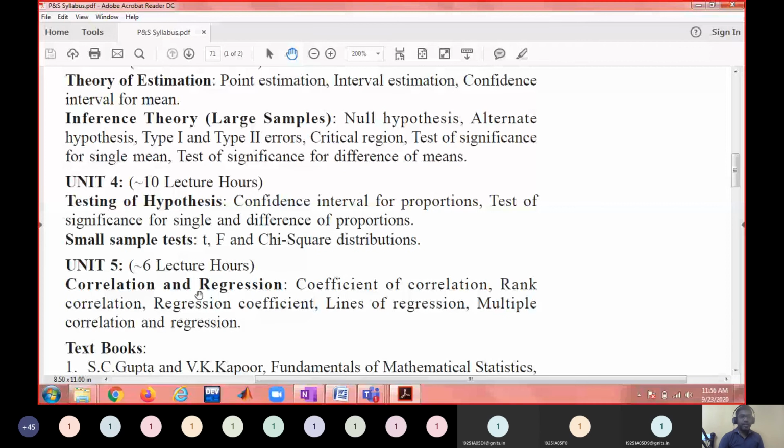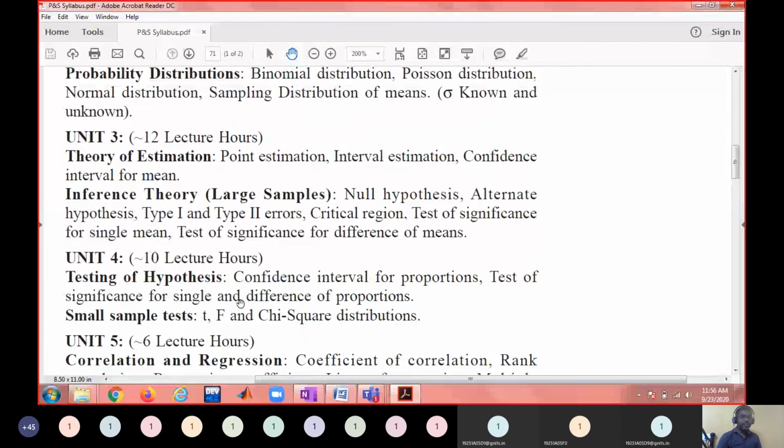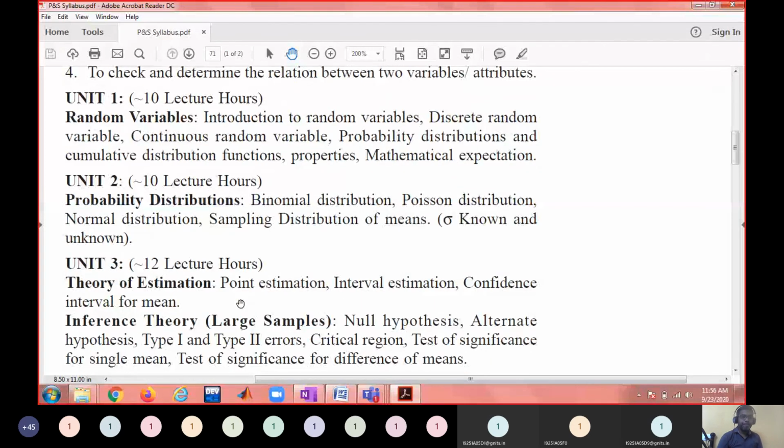The last unit is about correlation and regression. So units 3, 4, 5 are devoted to statistics.